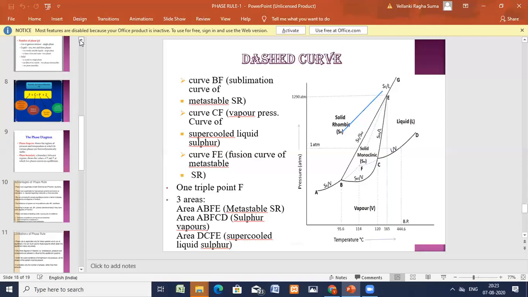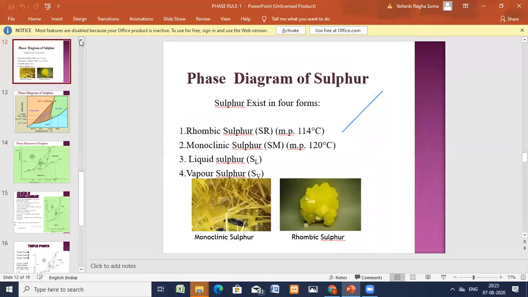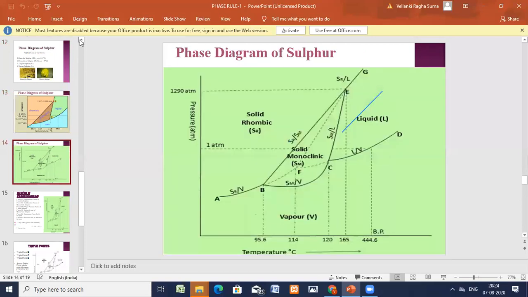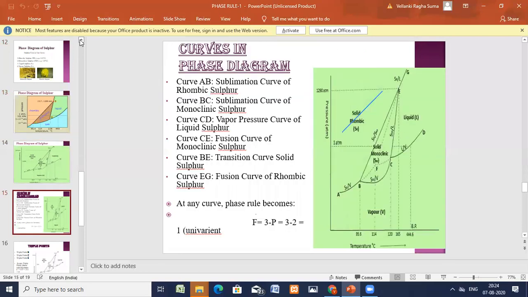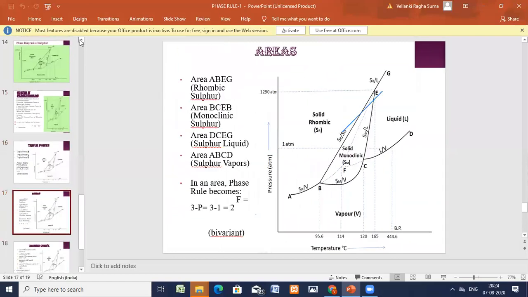For sulfur, 4 different states are there: rhombic sulfur, monoclinic sulfur, liquid sulfur, and vapor. We have applied the phase rule for these 4 phases which are in equilibrium, and thereby we have calculated F, the degrees of freedom. For the curves we have got univariant, for the triple points we have got non-variant, and for the areas we have got bivariant.